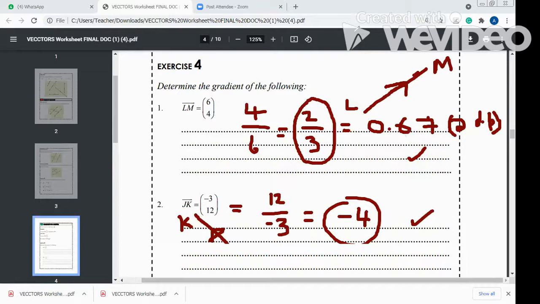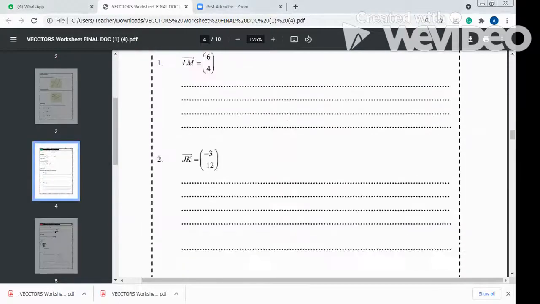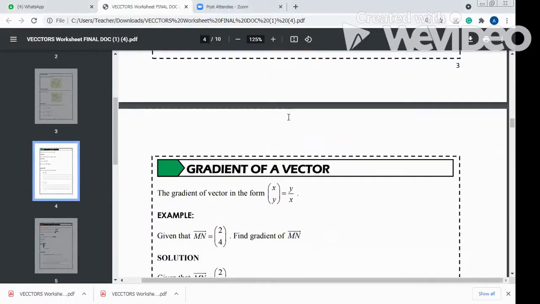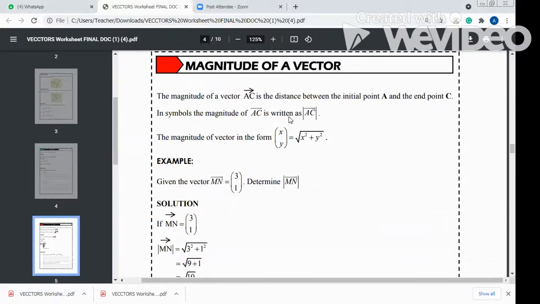All right. Moving on. So we just looked at the gradient of a vector. Now we're going to look at what we call the magnitude of a vector.